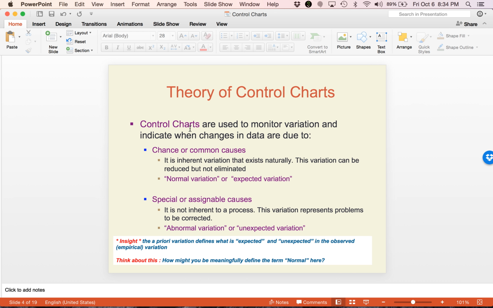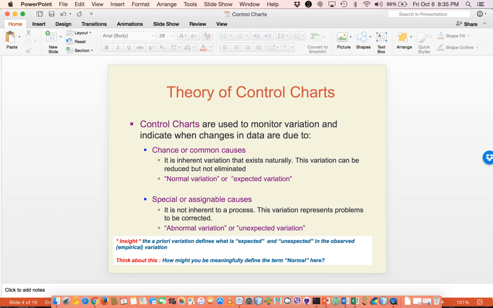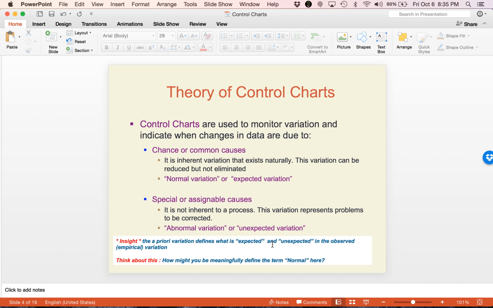The key here about the theory is that if we're observing the variability of a process over time, we need to understand what is expected or unexpected. So we have to say what we mean by expected. Usually in statistics, when we talk about expected, it refers to some sort of average, some sort of central tendency. That tends to represent what we'd expect. And so anything that departs from that average or central tendency would be considered unexpected.